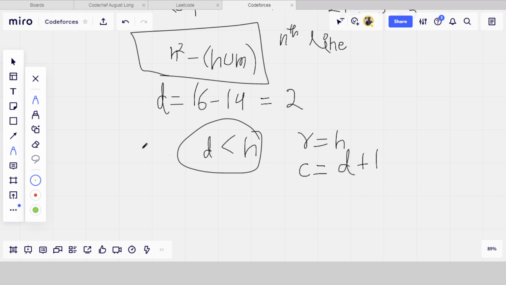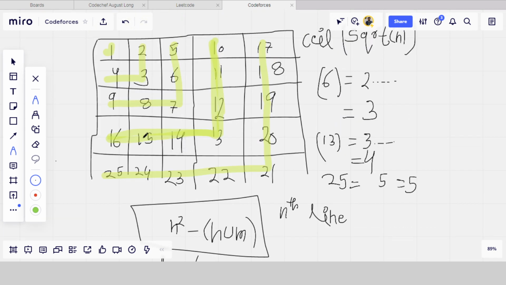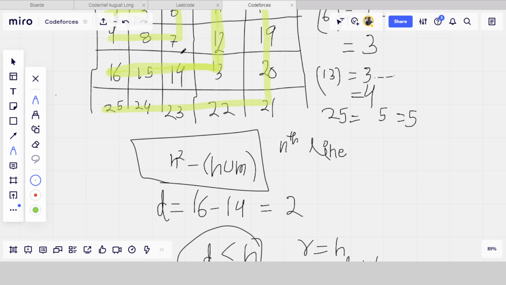Okay, I am telling you how. Let's say the difference is 2. For example, we are taking 14. So 14 minus 16 is 2, and plus 1 is 3. So 14 lies on the third row and third column. Fine. For example, we'll take the example of 13. So 13 minus 16 is 3, which is less than 4. So what we will do? The row will be fourth, and the column will be fourth. So like this we are doing.